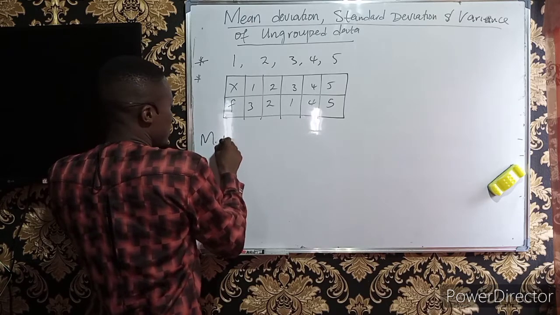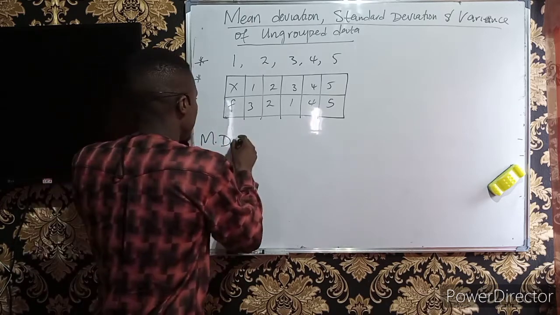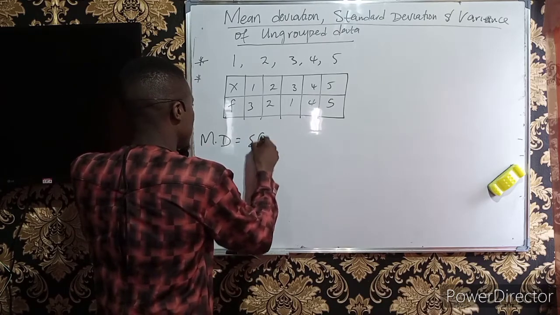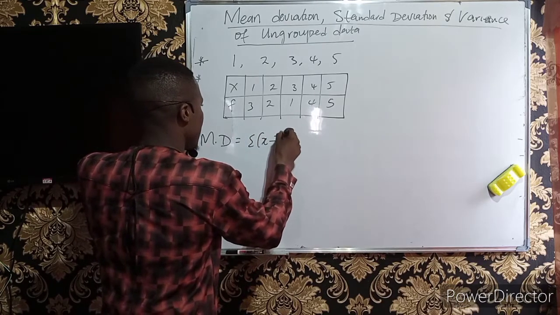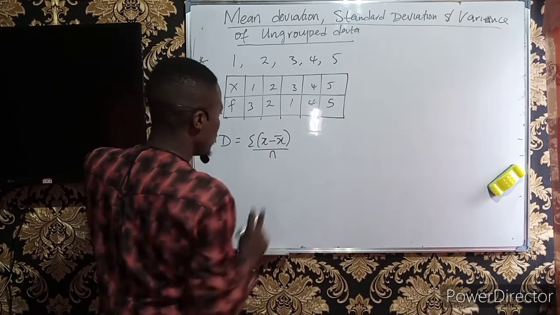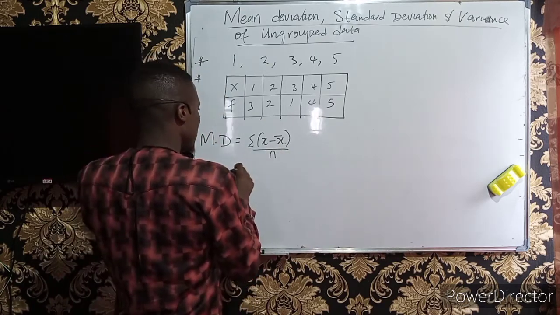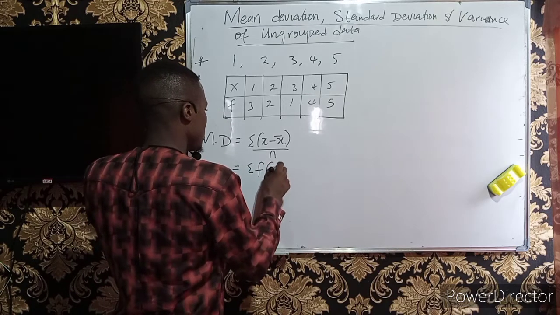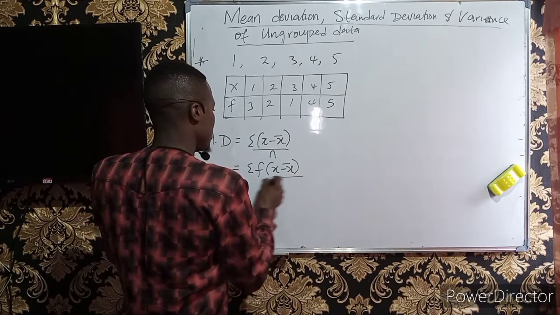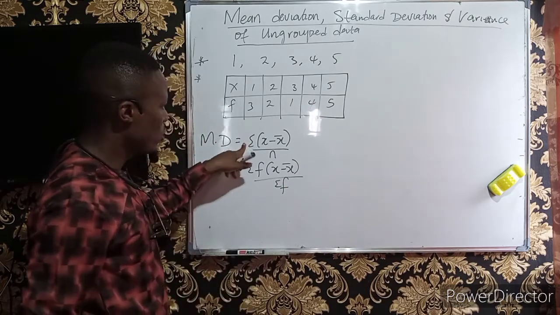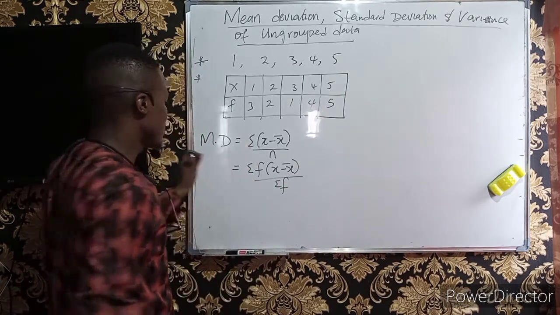Mean deviation, I'll use MD for mean deviation. When there is no frequency, the formula is summation of the absolute value of x minus x bar, all over n. If there is frequency, mean deviation is summation f into the absolute value of x minus x bar, over summation f. This is your mean deviation, when no frequency and when there is frequency.